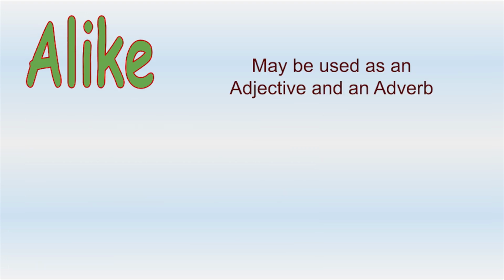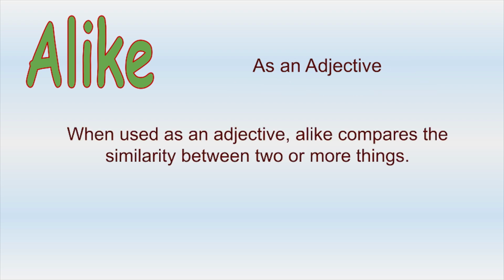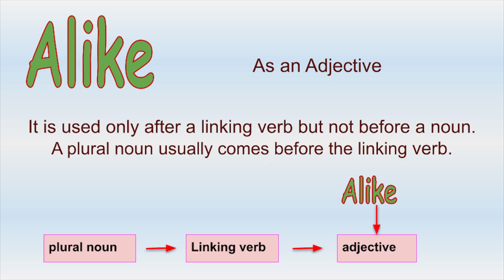Alike may be used as an adjective and an adverb. When used as an adjective, alike compares the similarity between two or more things. It is used only after a linking verb, but not before a noun. A plural noun usually comes before the linking verb.